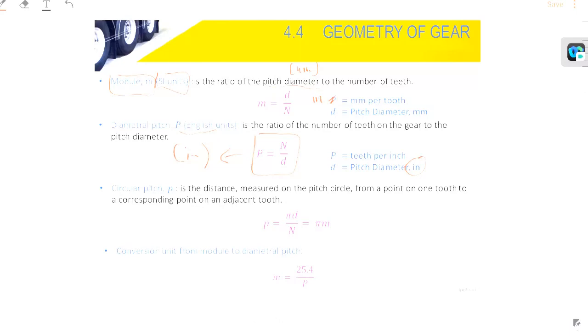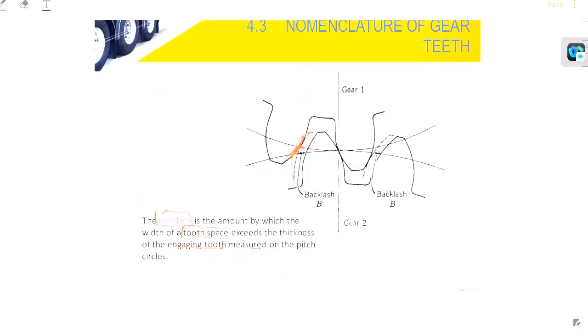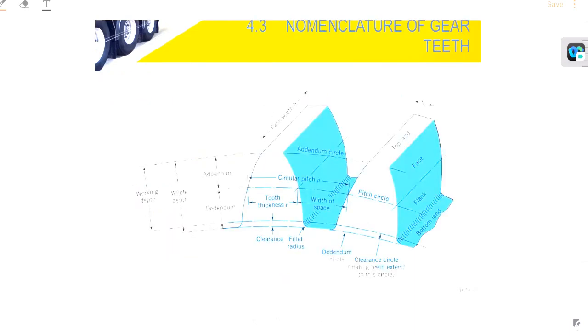So circular pitch. Okay, this is the circular pitch. The distance measured on the pitch circle from one point on one tooth to the corresponding point on the adjacent tooth. Maksud dia apa? Jarak pada setiap ni. This one. This circular pitch.